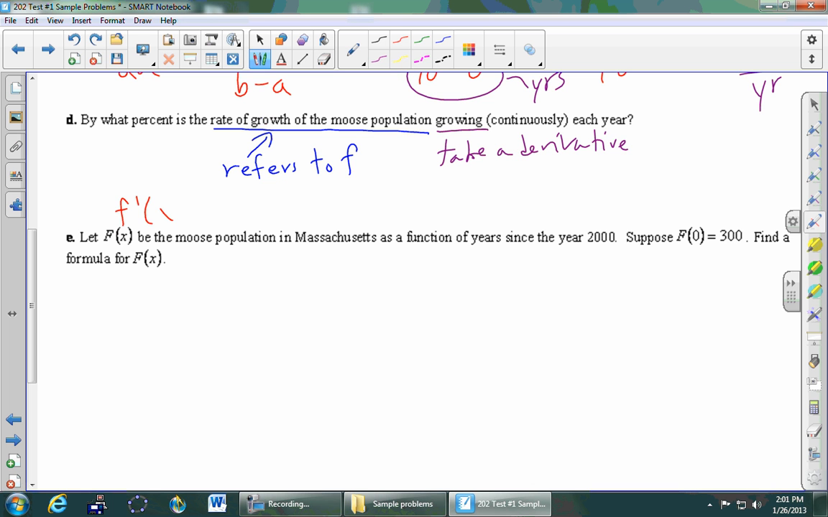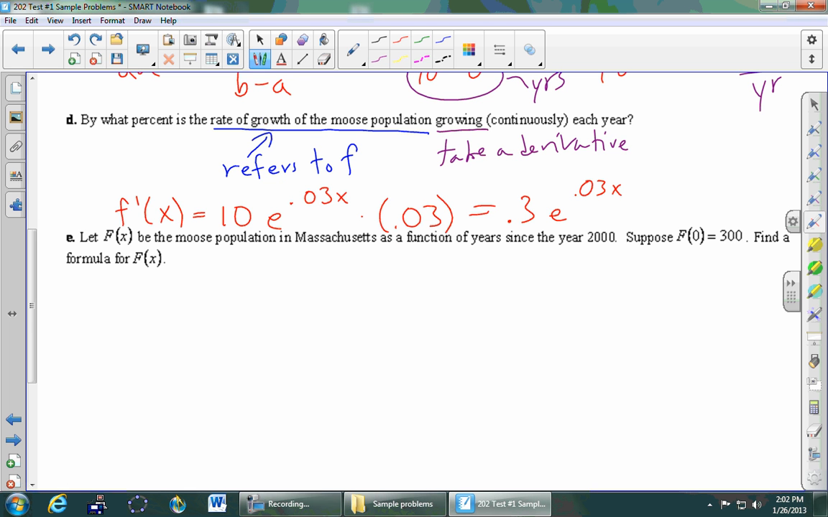So f prime of x equals 10 stays, it's a constant multiple, e to the stuff, you copy, and then times the derivative of the stuff. The derivative of that power right there is 0.03. So pushing the 10 and the 0.03 together, we get 0.3 e to the 0.03x. So that right there is the derivative.